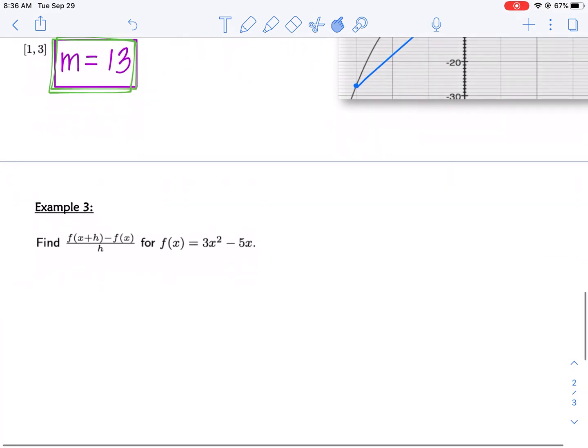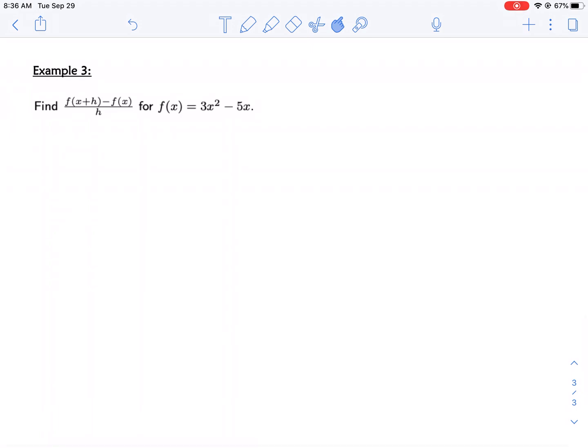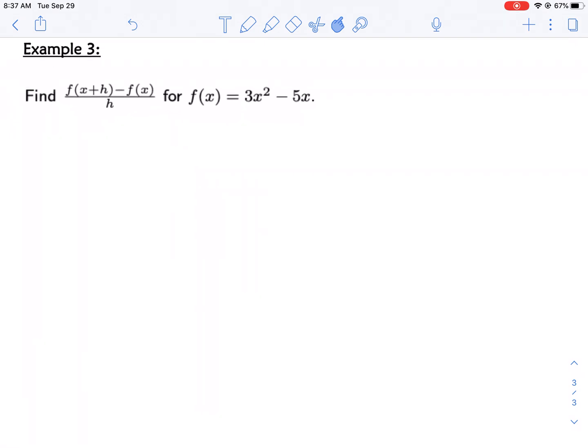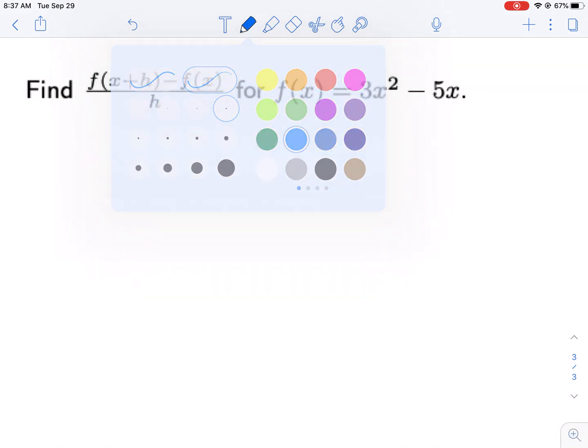Last thing, my dears, you guys are doing great. This looks intimidating. Yes, it does. But I will walk you through. You're going to take your time and we're going to solve this together. What we're going to do is replace f of x with that expression, 3x squared minus 5x. So let me show you what I mean. I'll go slow.